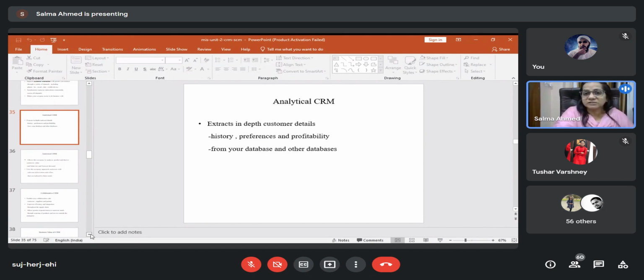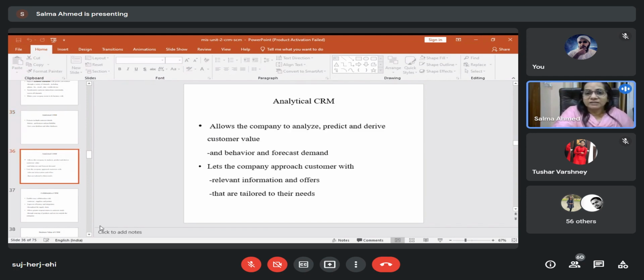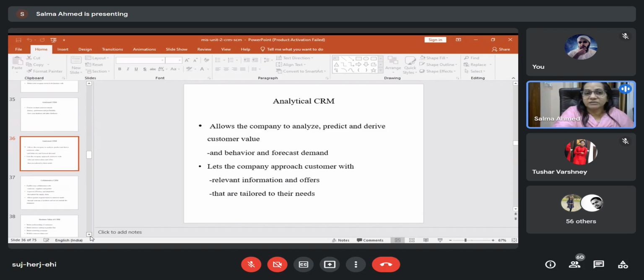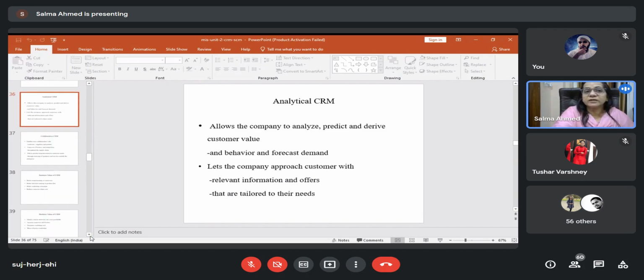So it extracts in-depth customer details, history, preferences, and profitability from your database and other databases. We try to analyze the customer. It allows the company to analyze, predict, and derive customer value. So we try to create a picture of the customer, and we try to generate value. How? By making an offering which would please the customer. Now we know his preferences, now we know his choices. So we make a better product offering. It allows the company to analyze, predict, and derive customer value and behavior, and also forecast demand.